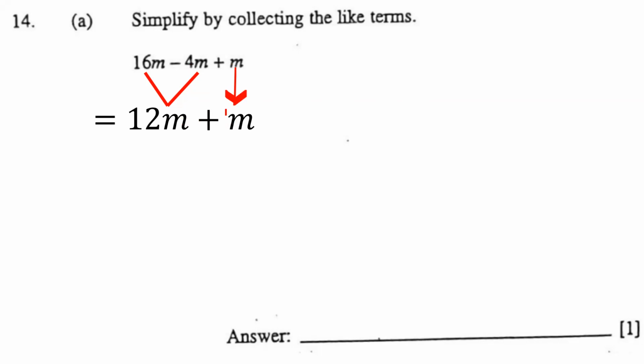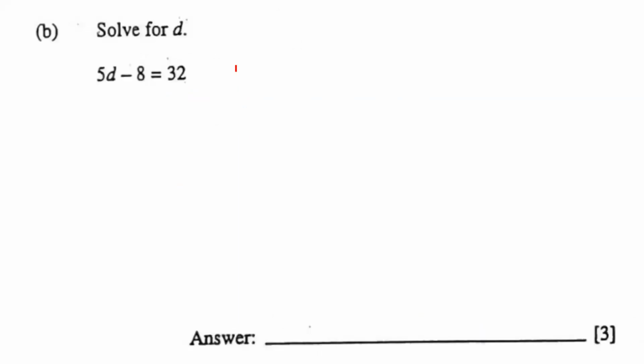And so now we have 12m plus m. Now, when you just have m by itself, what that really means is 1m. So what is 12 plus 1? Well, 12 plus 1 is definitely 13. And so the answer here is 13m. So 16m minus 4m plus m is going to be 13m. That's the answer, 13m. Moving right along, let's go on to B.